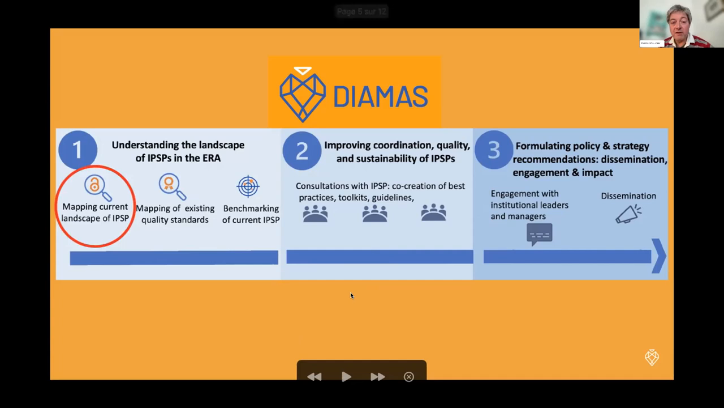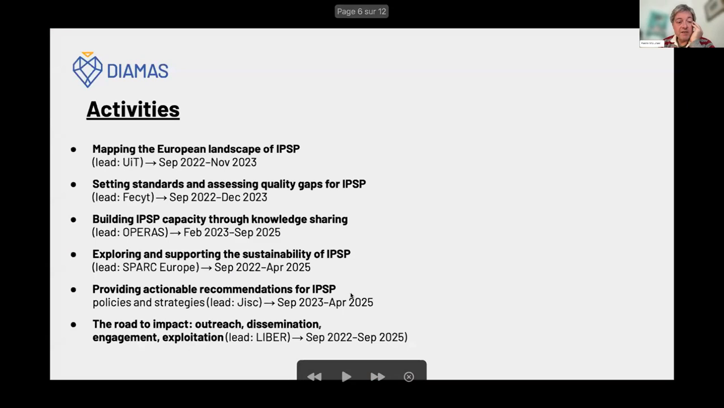So what we are going to talk about today is the mapping of the current landscape of IPSPs. In terms of activities, the project unfolds into different work packages. One is dedicated to mapping the European landscape, and that's led by the Arctic University of Norway. Jan-Erik will present to you the results of this work package more particularly.